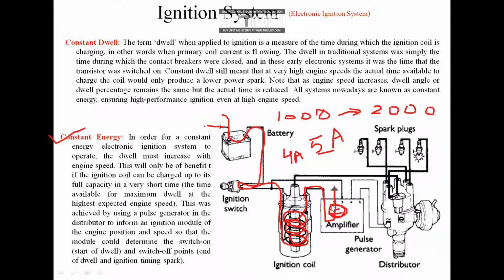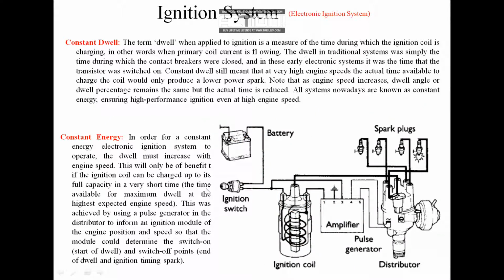So a constant energy is stored into the capacitor in the available time period. So in that way the constant energy system works. Okay, so in that way the constant dwell and the constant energy electronic voltage supply systems work in the case of the electronic ignition system. Okay, now we will see a Hall effect sensor.